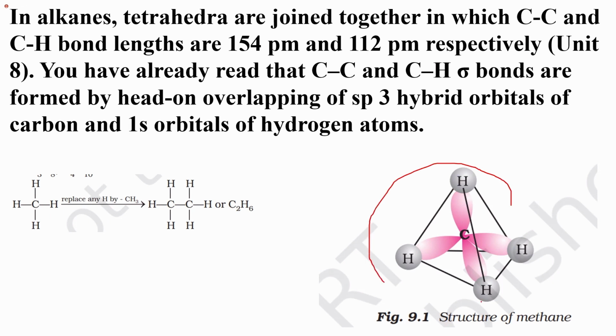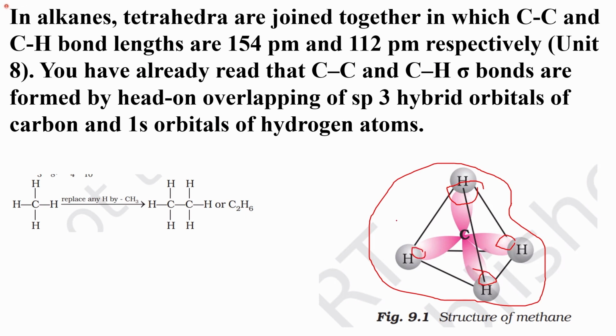Maybe you can see here the structure of methane, which I have taken from your textbook. It looks like a pure tetrahedral structure. The carbon is in the center and the four hydrogens are at the corners, and the four C-H sigma bonds are present by head-on overlapping. This is called head-on overlapping.